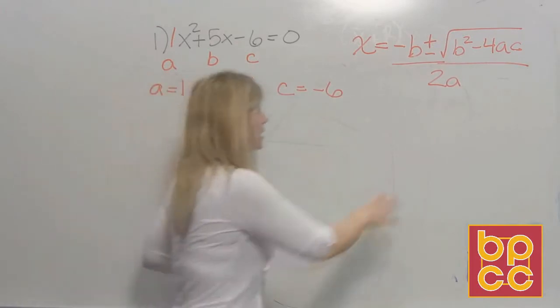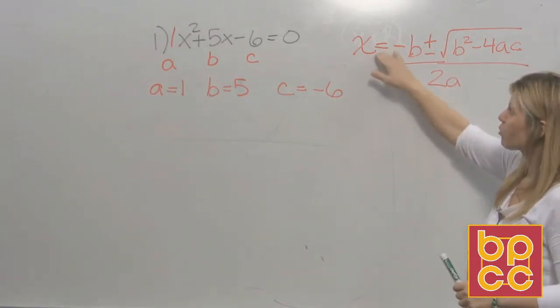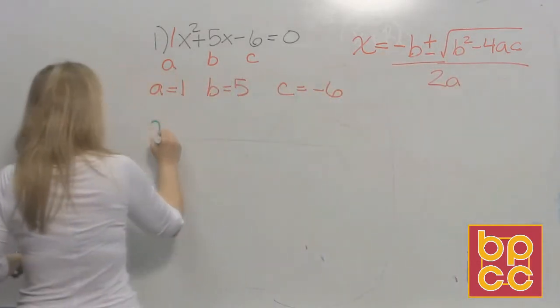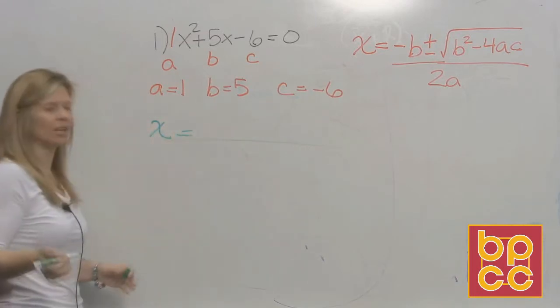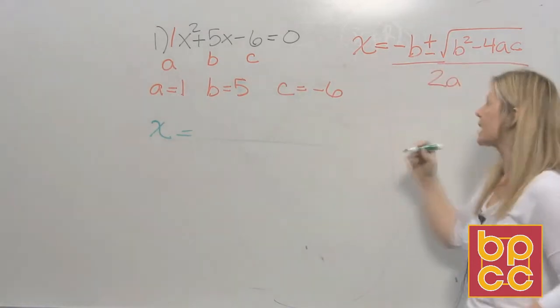There are technically 4 parts to this formula. The first thing is you must write x equals. If you do not write x equals, then I don't know, it's an equation, and I don't know what you're solving for. Here's where we start filling in the right side.